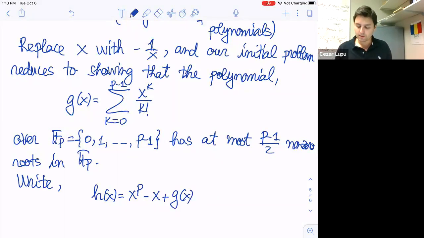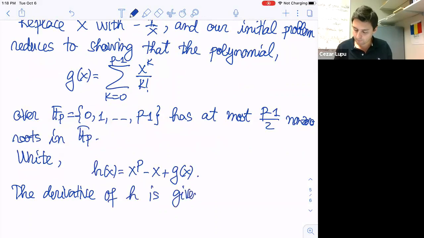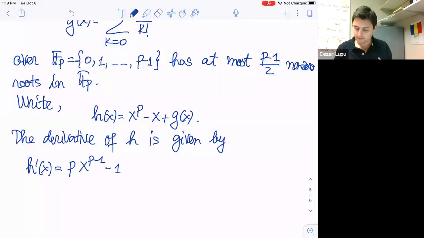And now we're going to take the derivative of this. So the derivative of h, h prime, sorry, will be nothing else than just p x to the p minus 1 plus g prime of x, right?